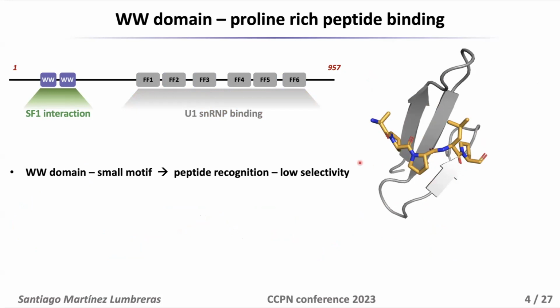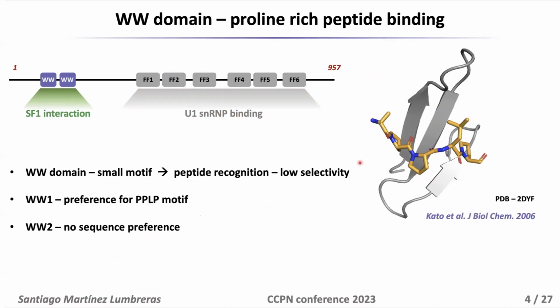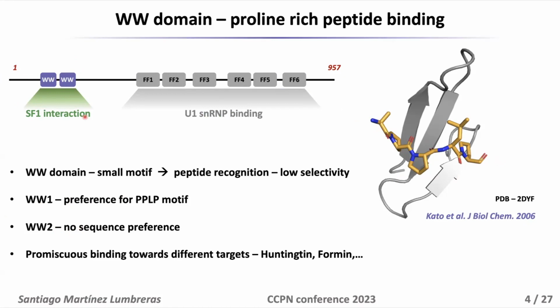In the case of the WW domains of PRP40, the first one is known to have some preference for a PPLP motif. I forgot to mention that normally the peptides that are recognized are proline rich. Okay, and the second WW domain has no preference for binding. But what is known in the literature is that using the tandem of PRP40, there was also a different binding.